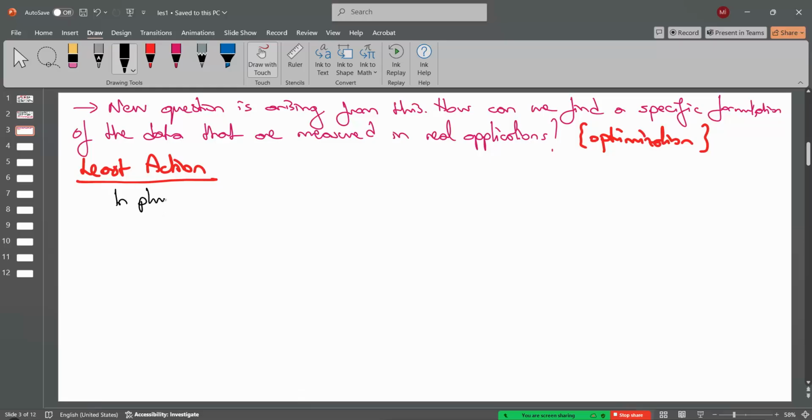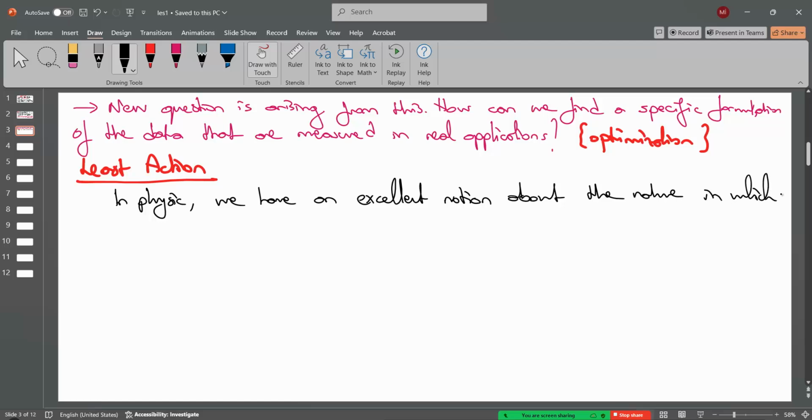In physics, we have an excellent notion about nature, in which nature always seeks the minimum energy form, or states, which means that if we have any process or any system, this system always seeks the minimum energy state in order to do some process or task, okay? Which we call the least action in physics or in nature.